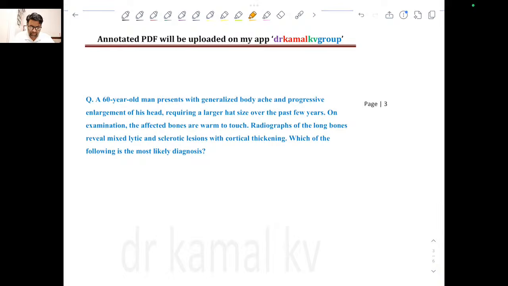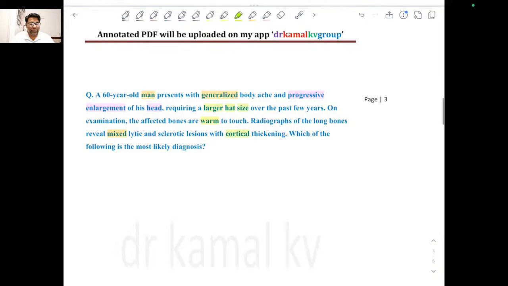Now here an old male has generalized body ache, okay, and there is progressive enlargement of his head, right? Therefore he has to take a larger hat again and again. So he is requiring a larger head size over the past few years. Then the affected bones are warm to touch, and the radiographs show mixed lytic and sclerotic lesions, and there is cortical thickening. Now what is the diagnosis here?